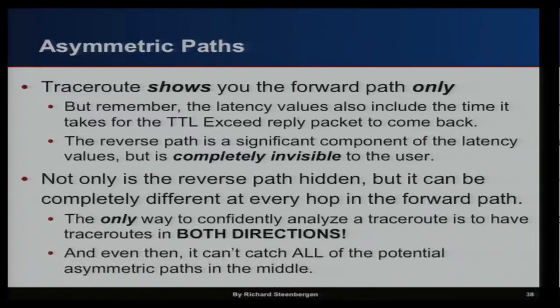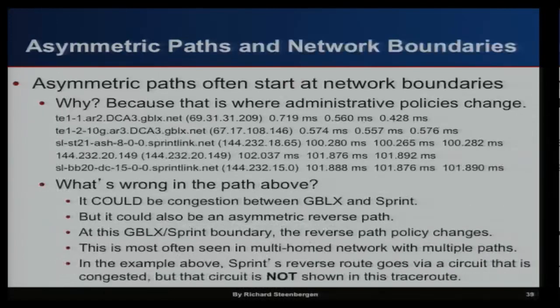So the only way you can confidently analyze a traceroute is to have it in both directions. And a lot of NOCs that get traceroute tickets ask for source and dest, source and dest, source and dest. Always ask for that. And even then, like I said, you can't catch all the potential stuff. But now we'll talk about some of the details of that.